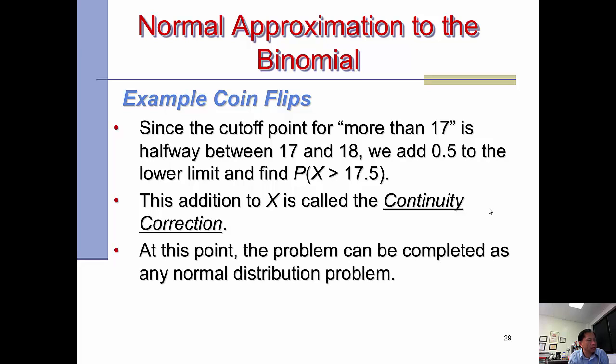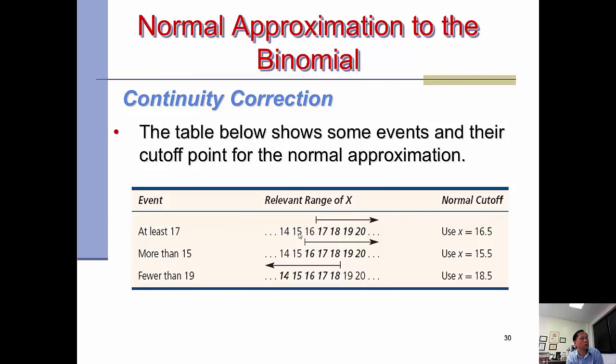And then, in that addition, we added 0.5 to the lower limit. That's called continuity correction. And this time we can use the normal distribution to calculate. For example, in general, if it's at least 17, we will use 16 and a half. More than 15, we can use 15 and a half. Fewer than 19, we can use 18.5 to denote fewer than 19, for example. Okay.